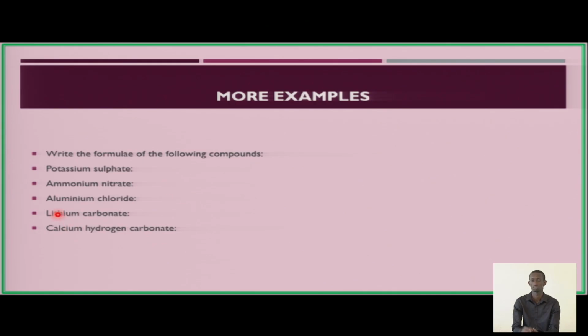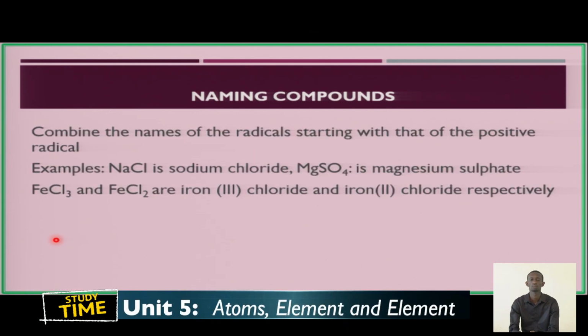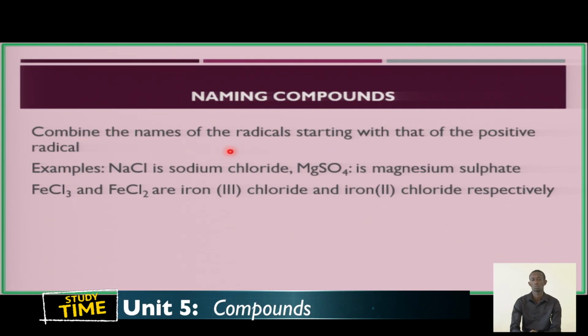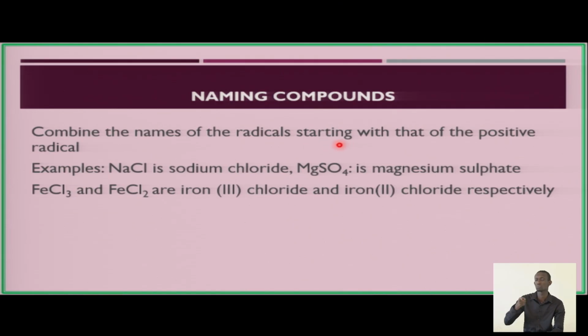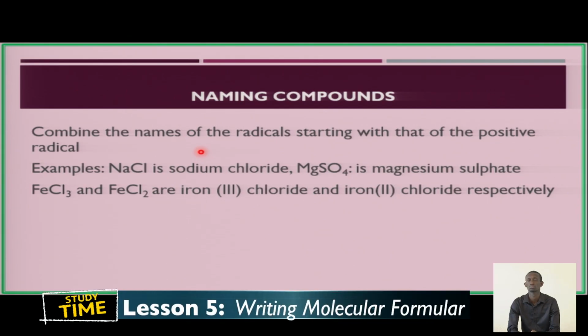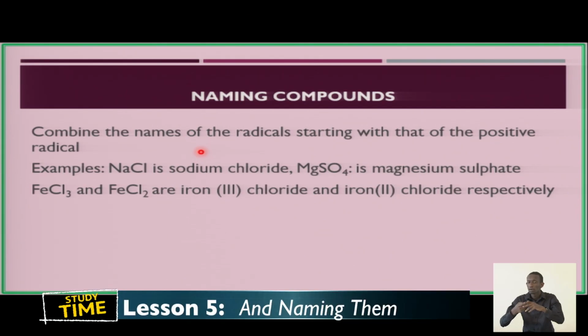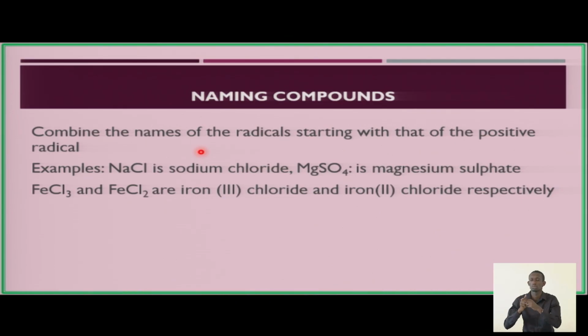Okay? Now let us see how we can start from the molecular formula and name the compounds. What do we do? Combine the names of the radicals. And here you should know that we start with the name of the positive radical. We have the example here, sodium chloride. So you start with the positive part, you write the name, followed by the negative part, and you combine the 2 names. It becomes sodium chloride.